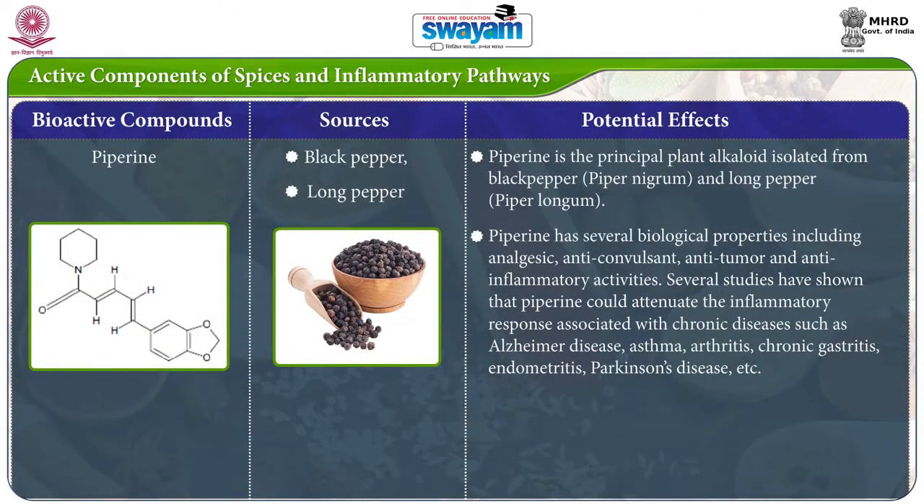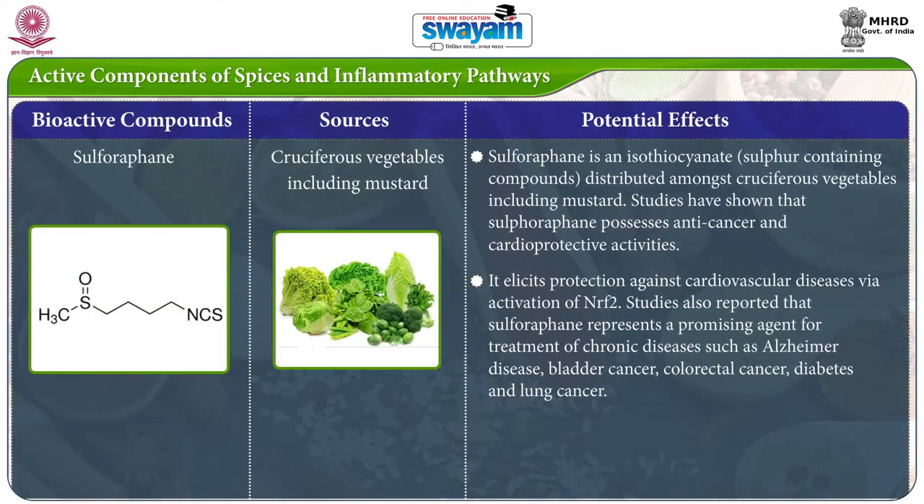Piperine. Piperine is the principal plant alkaloid isolated from black pepper and long pepper. Piperine has several biological properties including analgesic, anticonvulsant, anti-tumor and anti-inflammatory activities. Several studies have shown that piperine could attenuate the inflammatory response associated with chronic diseases such as Alzheimer's disease, asthma, arthritis, chronic gastritis, endometritis, Parkinson's disease, etc.